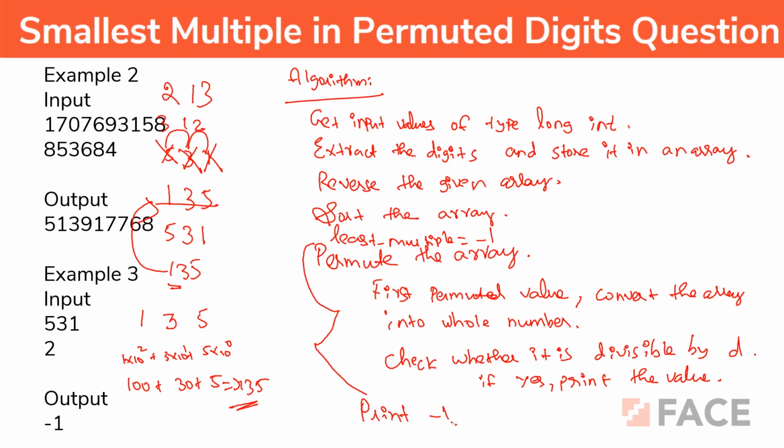If it is not divisible, go for the next permuted value, convert it into a whole number and check. This process has to be repeated until I get all the permuted values. After getting all the permuted values, if none of the numbers are divisible by d, I can print my value as -1. This is the logic for this question. That's all.